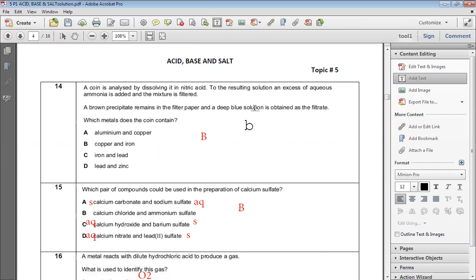The filtrate is the solution which passes through the filter paper through the filter funnel and can be collected in the beaker or conical flask, while the residue is the insoluble part that remains on the filter paper. Which metal does the coin contain?